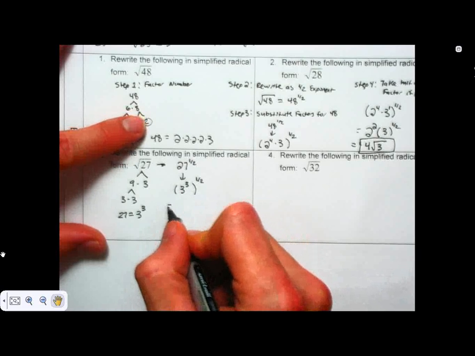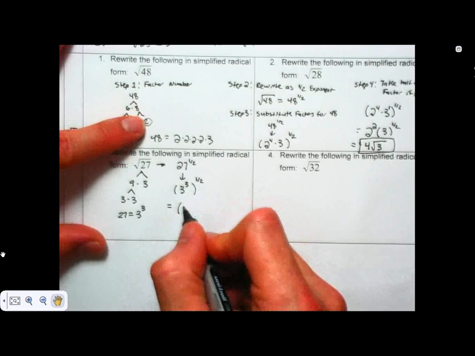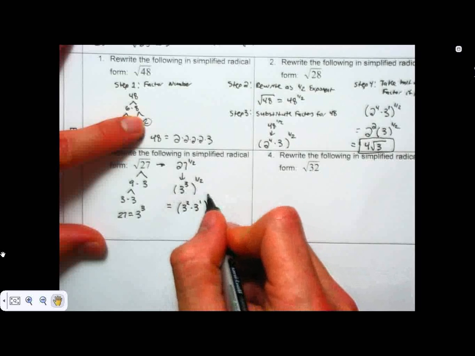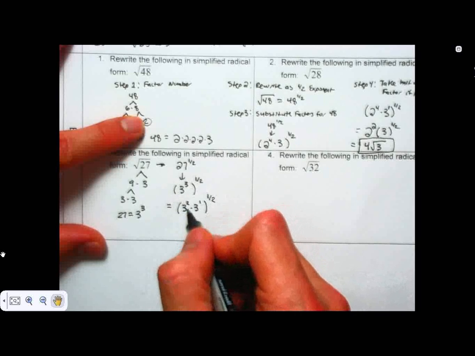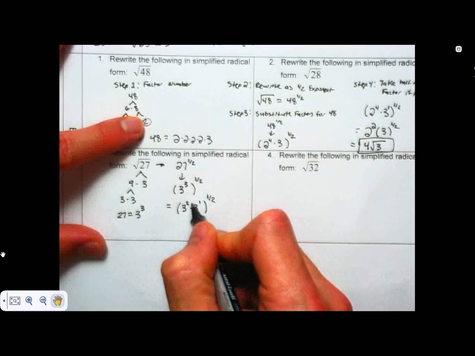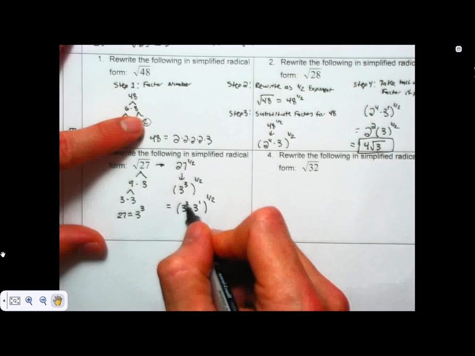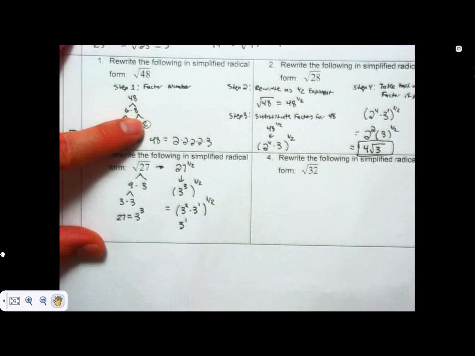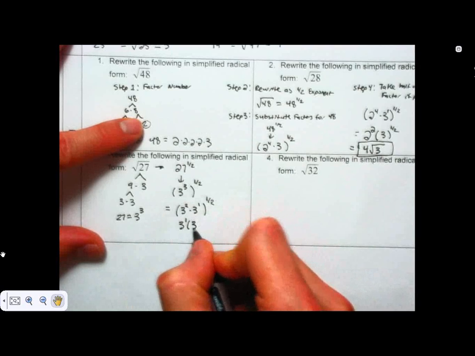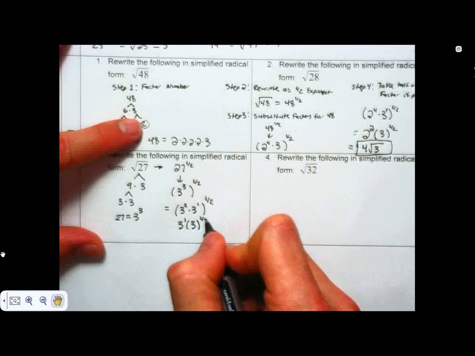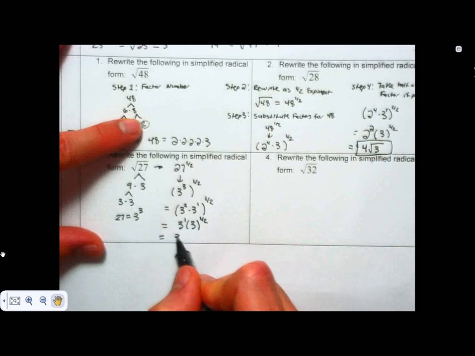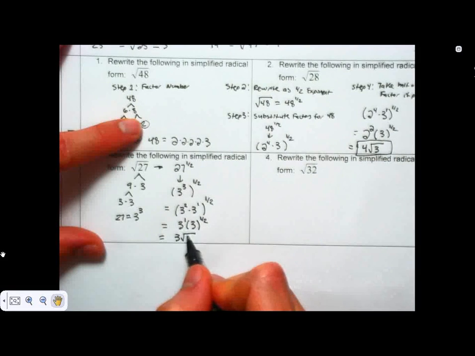So what I'm going to do is, instead of writing it as 3 to the 3rd, I'm going to write it as 3 squared times 3 to the 1st. That's still equal to 3 to the 3rd. It's just now I can actually take half of these factors. So this tells me I've got 2 factors of 3. Half of 2 is 1 factor of 3. And then I'm left with 1 factor of 3 underneath. So writing it in square root form gives me 3 on the outside, and then this 3 is still stuck underneath because we couldn't take half of its factors.